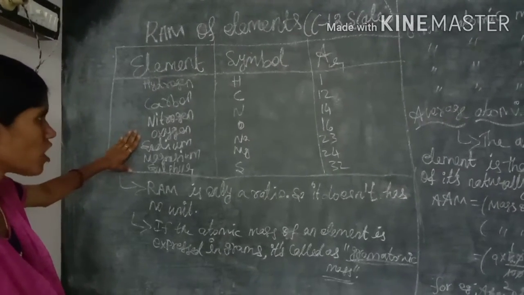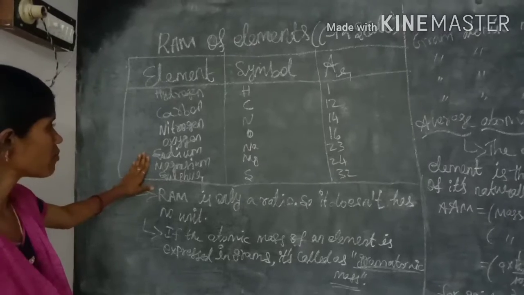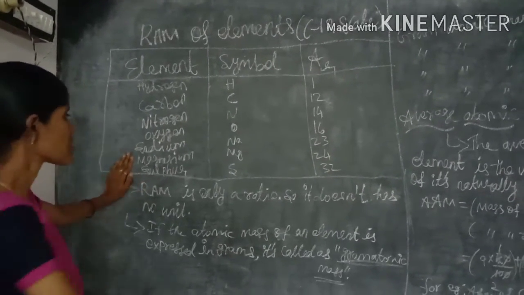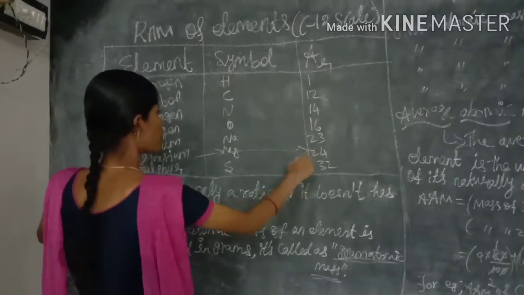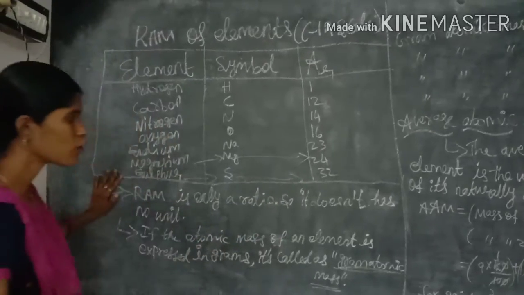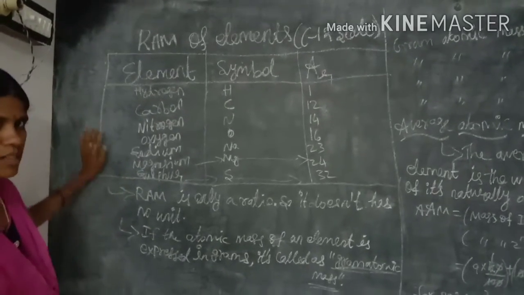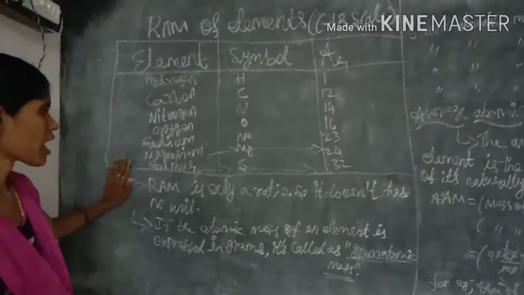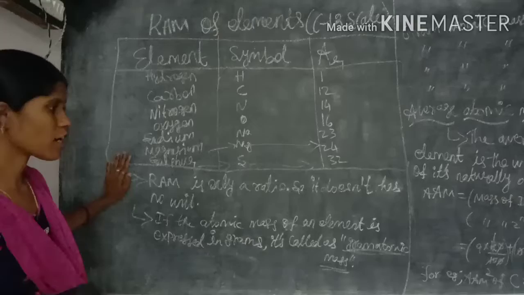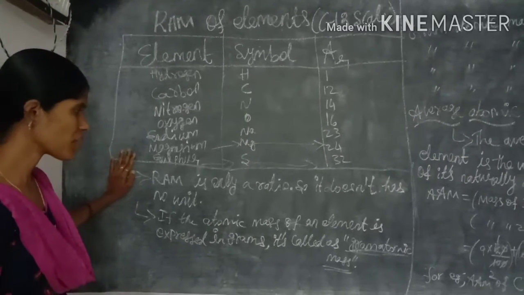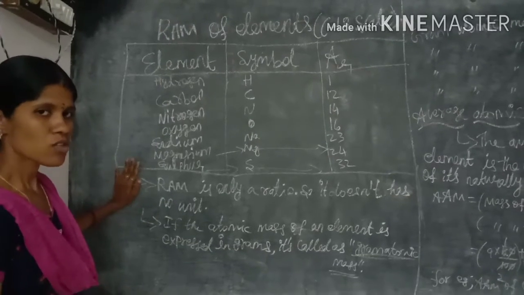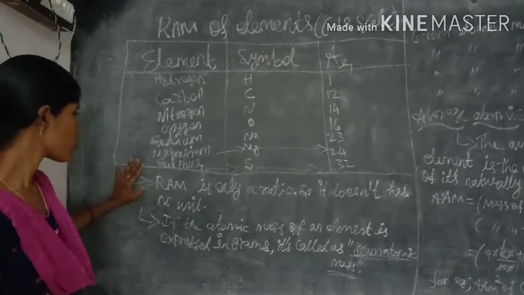For oxygen, O, the value is 16. For sodium the symbol is Na and the value is 23. For magnesium the symbol is Mg and the value is 24. For sulfur the symbol is S and the RAM value is 32. This is according to the carbon-12 scale. The RAM is only a ratio, as I already said in the definition of RAM. It is the ratio between the two, so it does not have any unit. There is no unit for RAM.